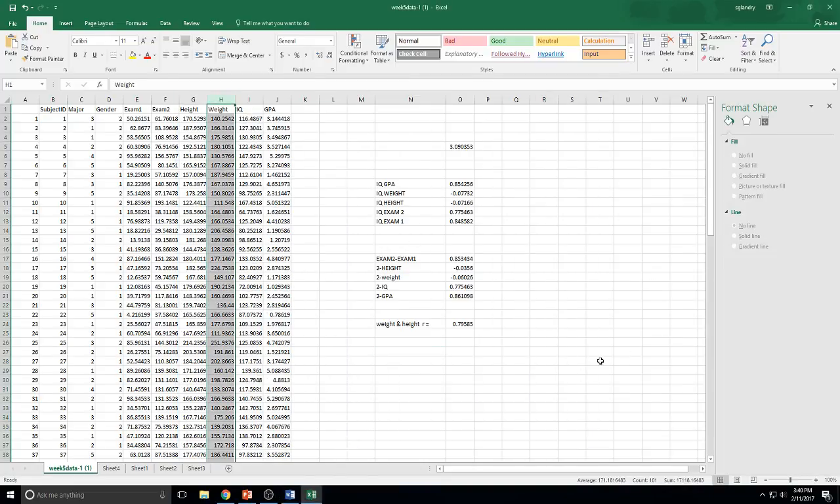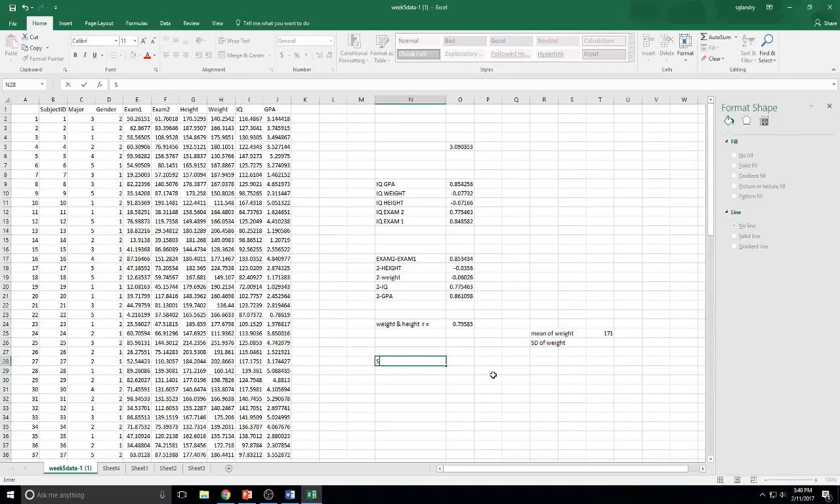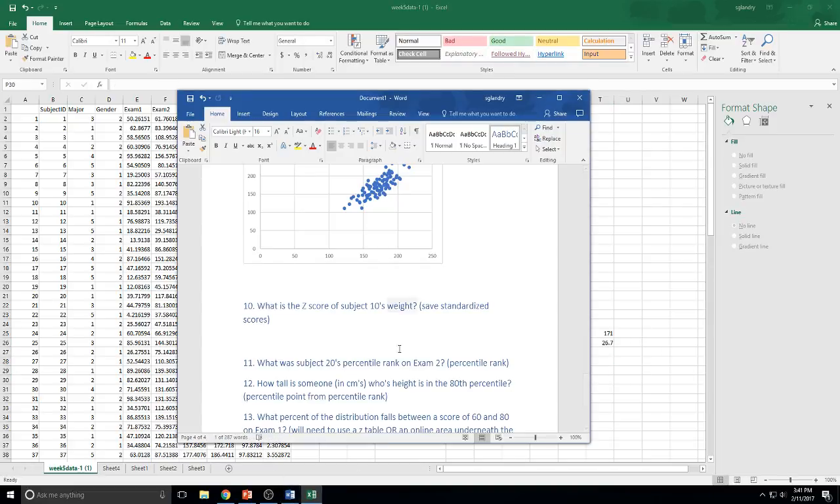Mean of weight is 171. SD of weight equals, what is it? Standard deviation of weight is 26.7. Alright. What's the question?